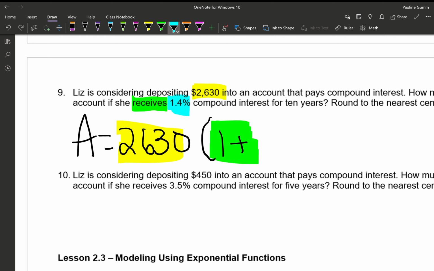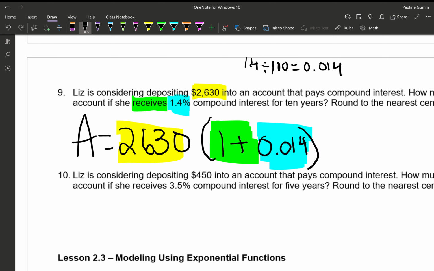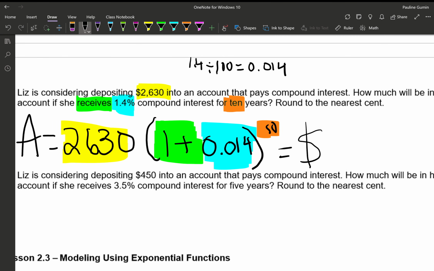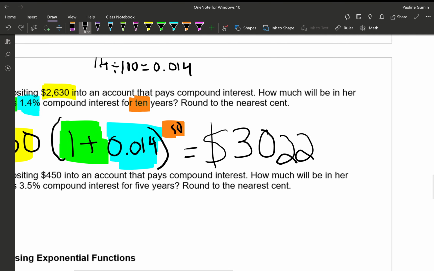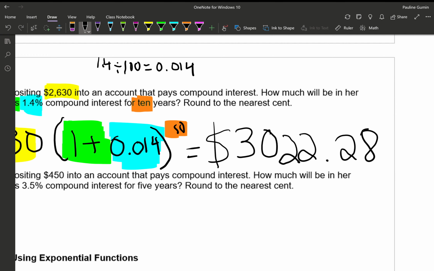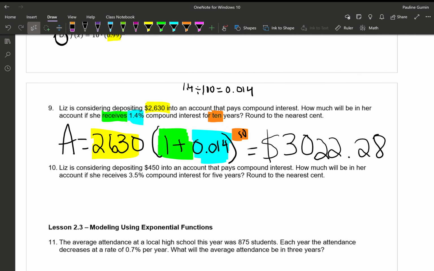I'm going to turn 1.4% into a decimal. I know it looks like a decimal, but it has a percent sign, so it's a percent. So I do 1.4 divided by 100, and I get 0.014, and that's what goes in here. The time we're looking for is 10 years, so 10 goes up here. All of this goes into your calculator, and you should get $3,022.28.